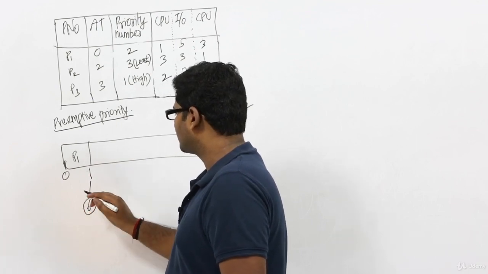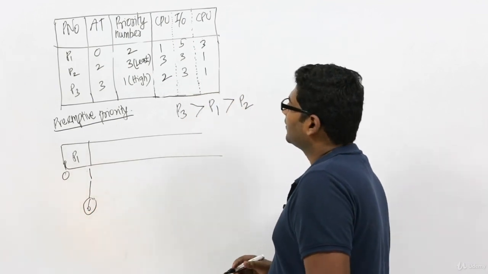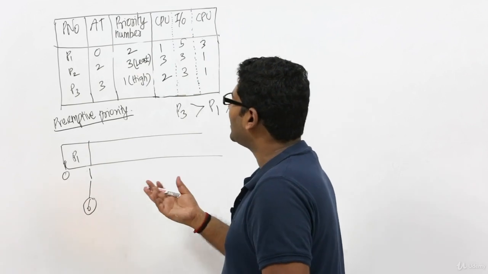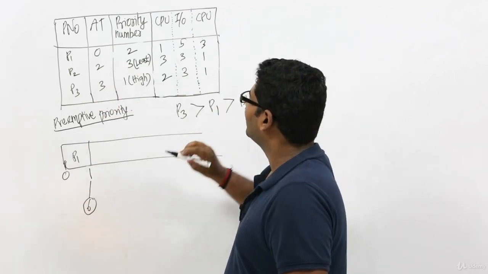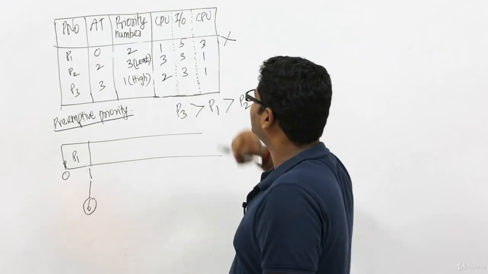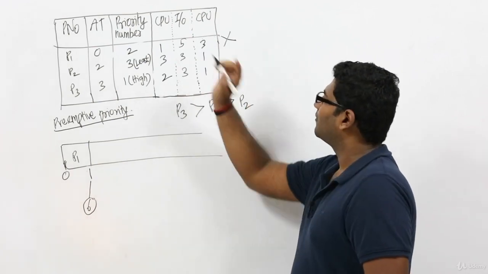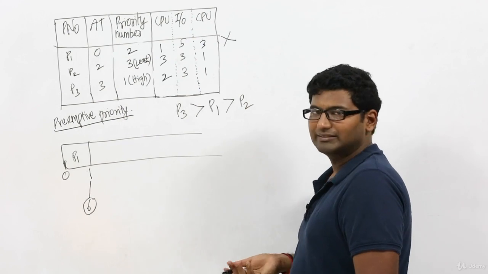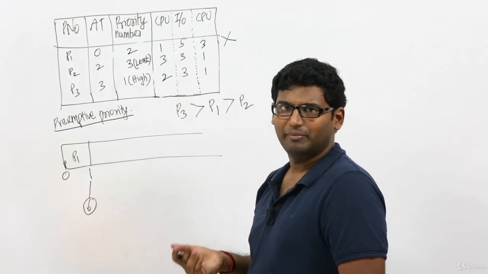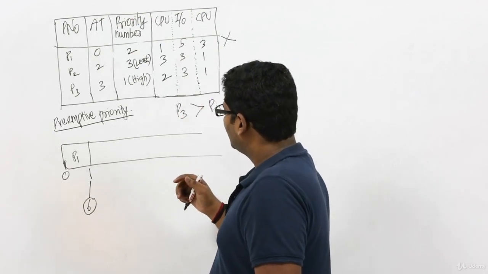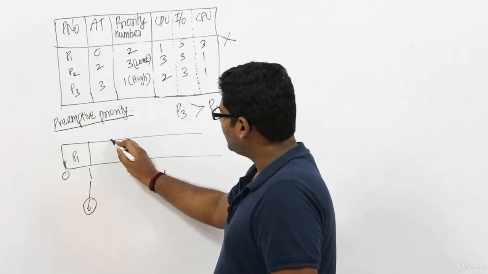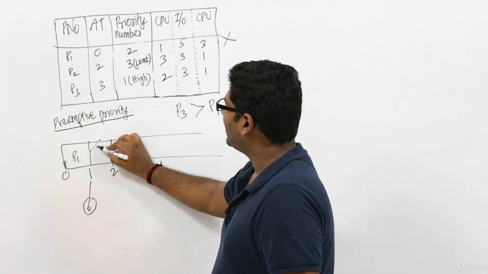unit 6. Now at time unit 1, we don't have any process in the RAM, right? P2 and P3 have not arrived. P1 is in IO state or blocked state because it has gone to IO, reading something from the IO devices. That's what we mean by IO, right? So from 1 to 2, our CPU will be idle.